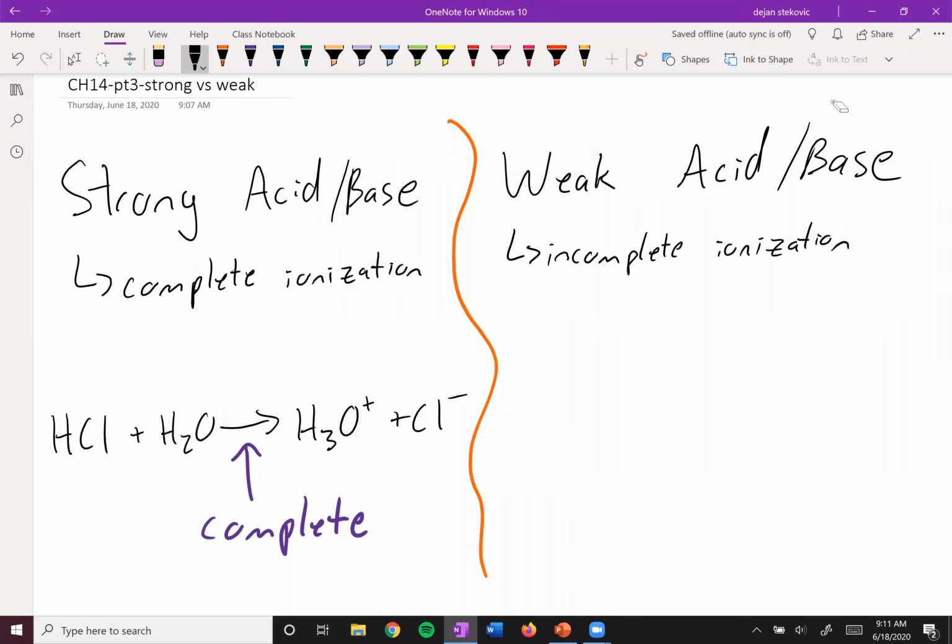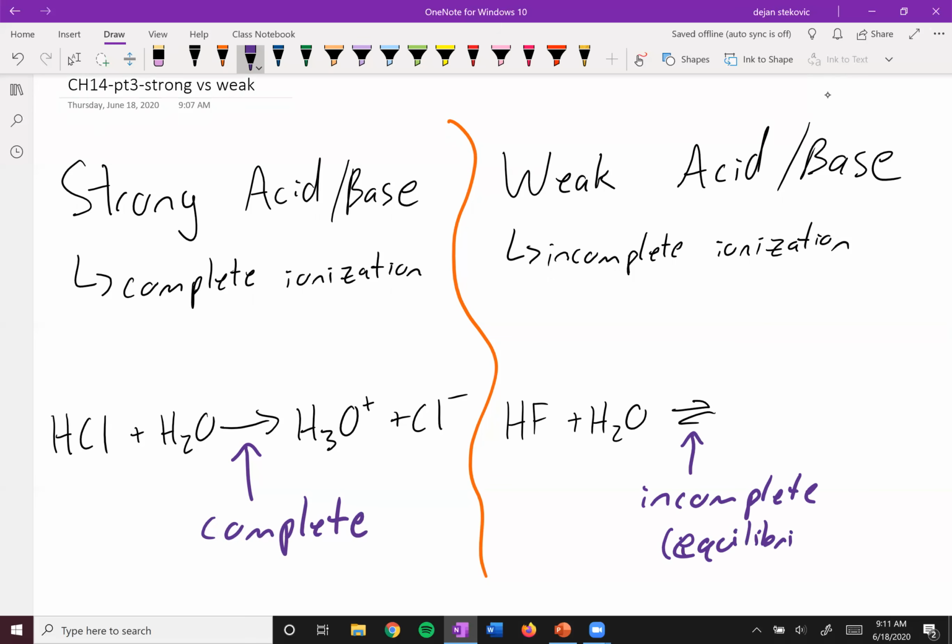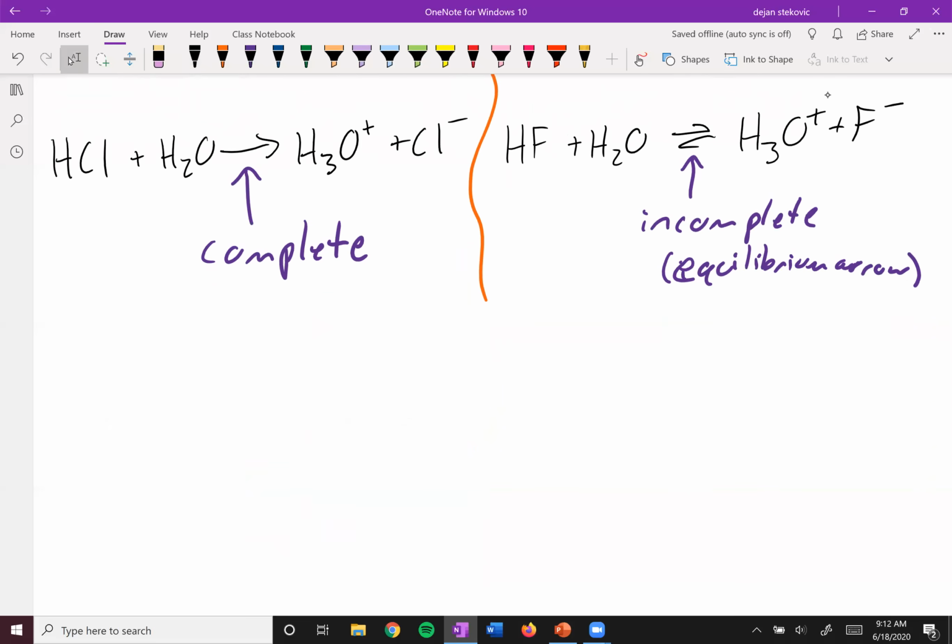Whereas in the weak acids and bases, we have incomplete ionization. So HF, hydrofluoric acid, is a weak acid. So when it reacts with water, some of these bonds will be broken, some of these bonds will not. And we show that with an equilibrium arrow, right? So we say this is incomplete. And so here we would have on this side H3O+ and F-. And so here's just a picture of that.